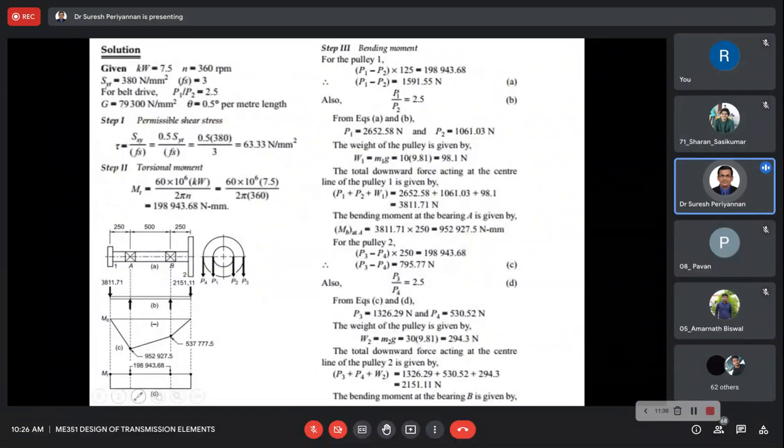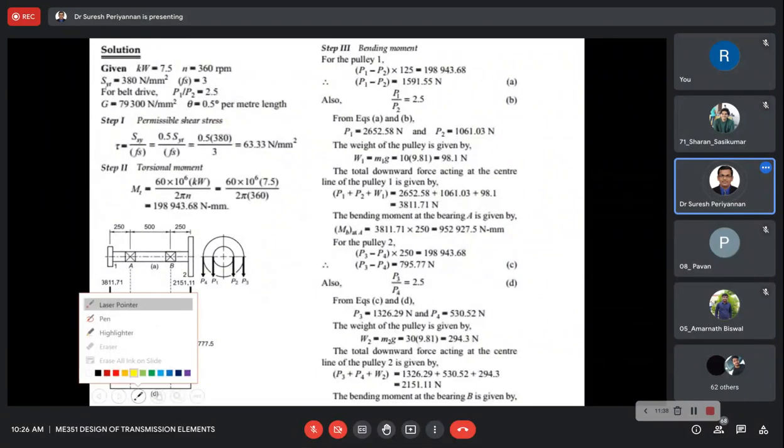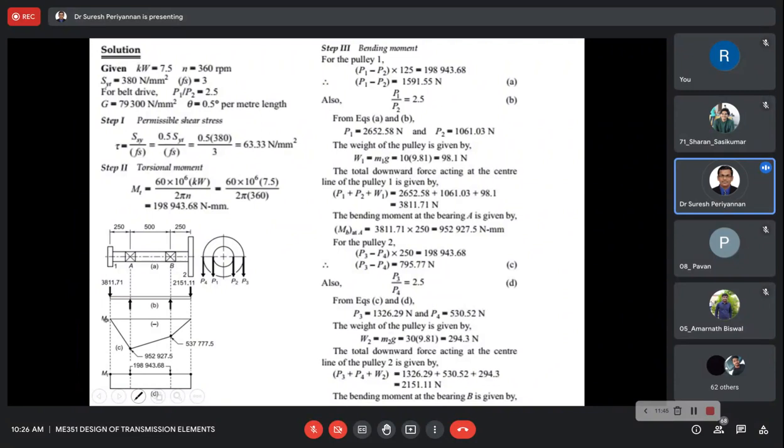Now we move to the problem. First see the given data. Already we discussed the given data. Now directly see here. Power is given as 7.5 kilowatt, and RPM is given as 360 RPM.